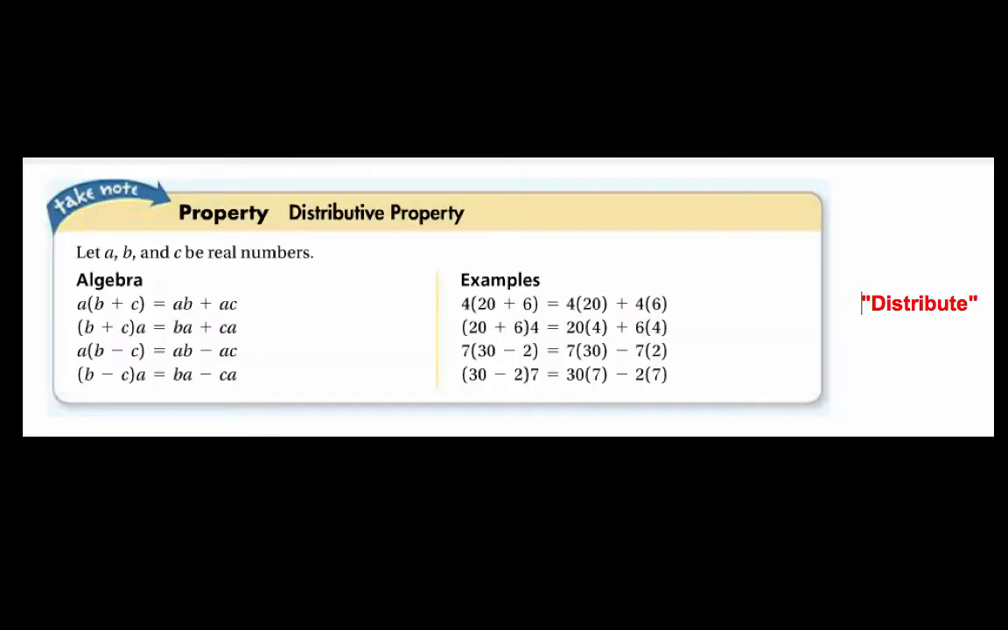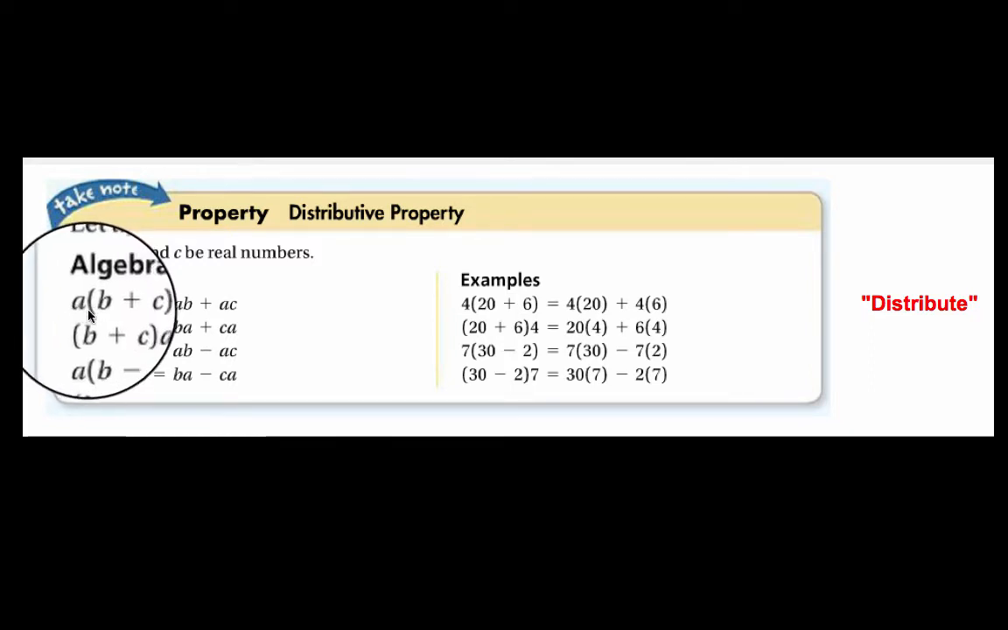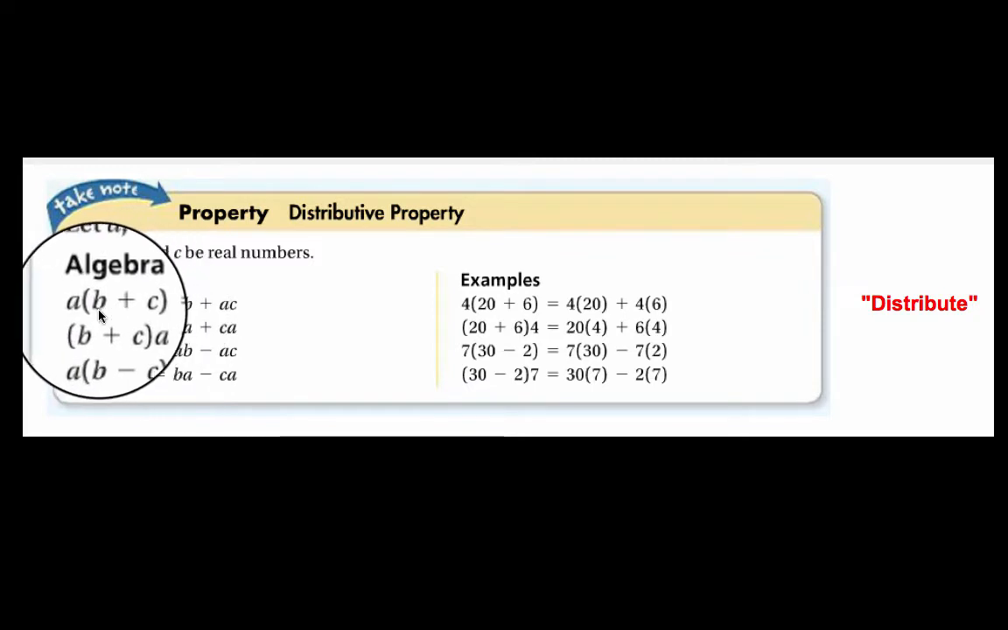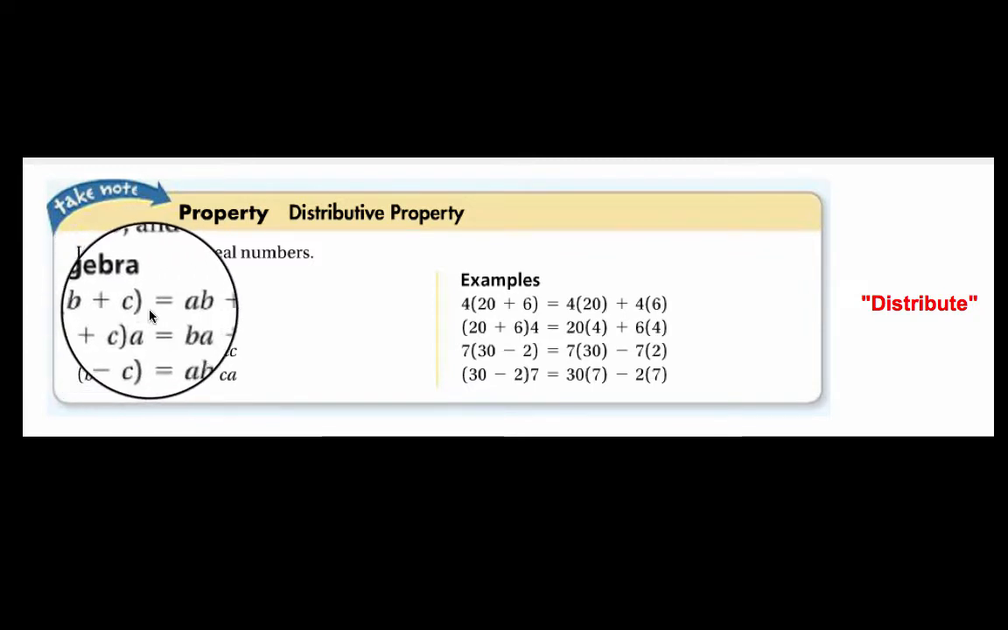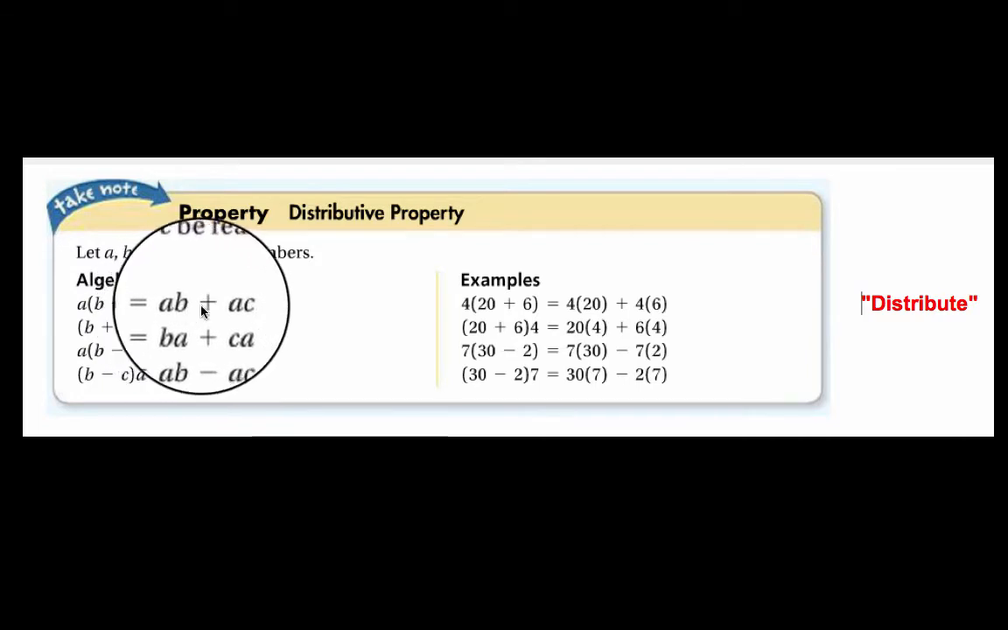So when we talk about the distributive property, I think it's a good idea to always remember the concept of distributing. We have four generalities, and then we have four specific examples. I'll just talk about the first one here: A times the quantity B plus C. If we have some value times a quantity in parentheses, and that quantity is a sum, then we distribute the A to B and C, so we get AB plus AC.